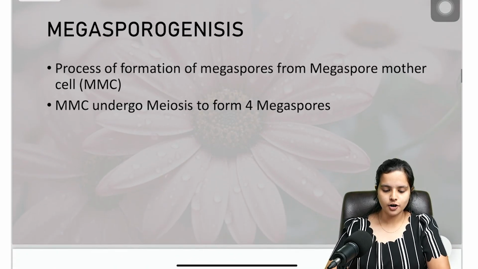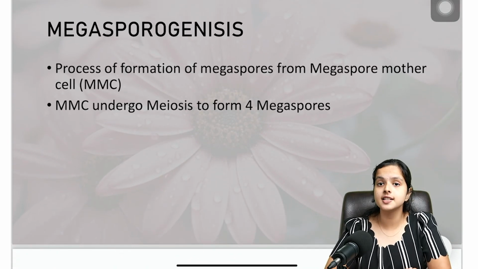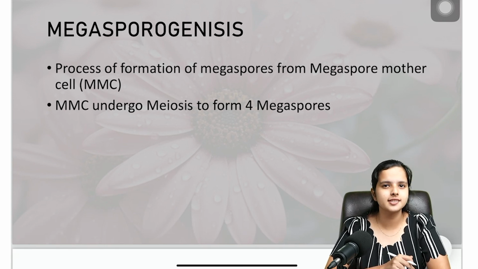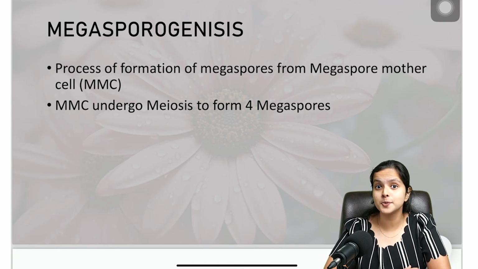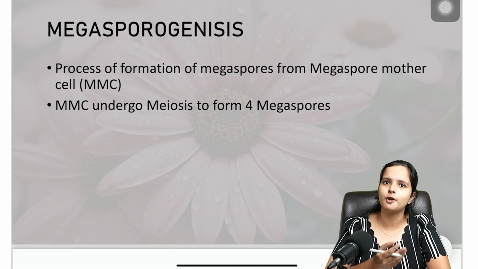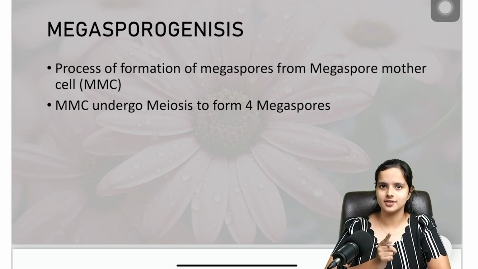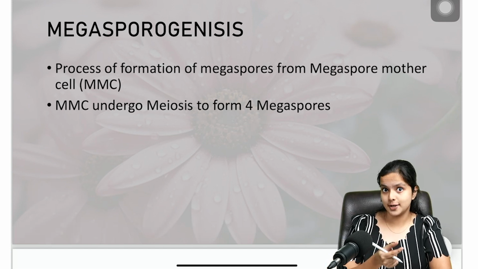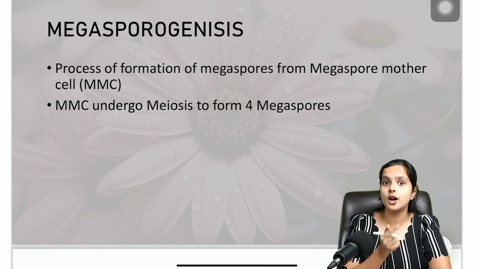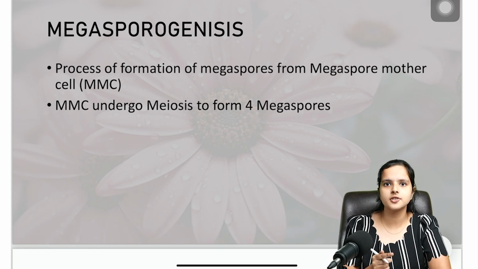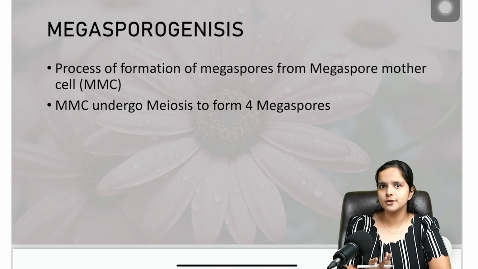Now moving on to another term, megasporogenesis. You're not familiar with this term, but you are familiar with something similar to it: microsporogenesis. What is microsporogenesis? Microsporogenesis was the process of formation of microspores from pollen mother cells through meiosis, right? That's how I taught you. Microspores are developed from a diploid pollen mother cell via the process of meiosis. So that's what microsporogenesis was.